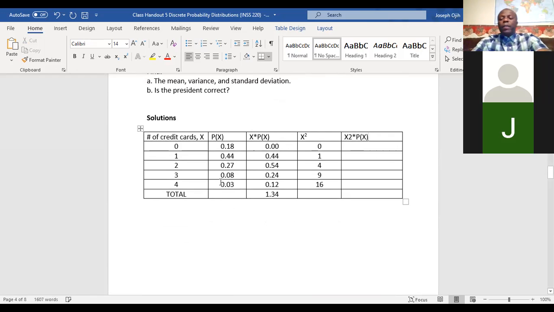Why we call this the shortcut method is that as soon as we finish it, we can easily pick up our answers from the table. That's why it's much faster than the other method where you have to write horizontally. So x squared times P(x) means this one here multiplied by P(x). For example, 0 times 0.18 is 0.00. 1 times 0.44 is 0.44. Then 4 times 0.27 gives us 1.08.